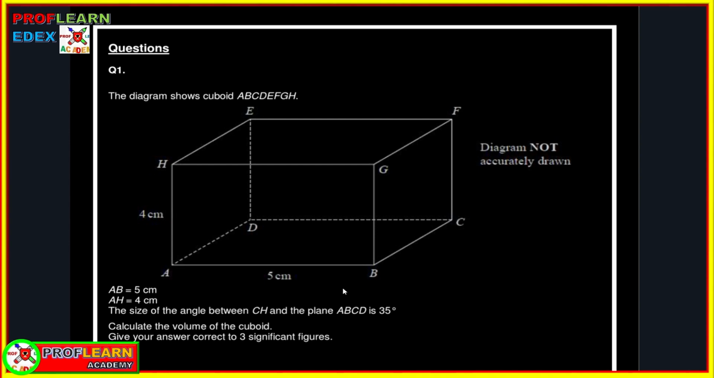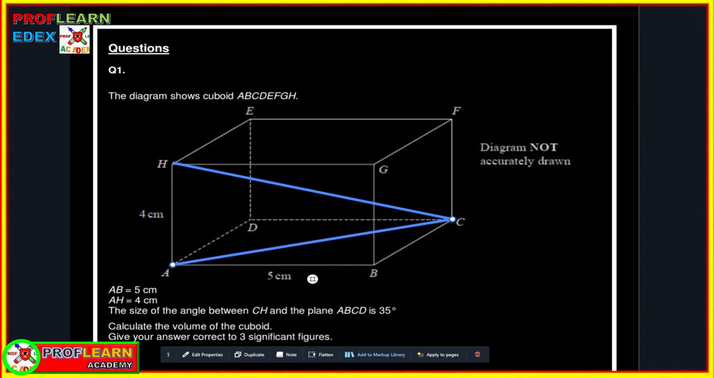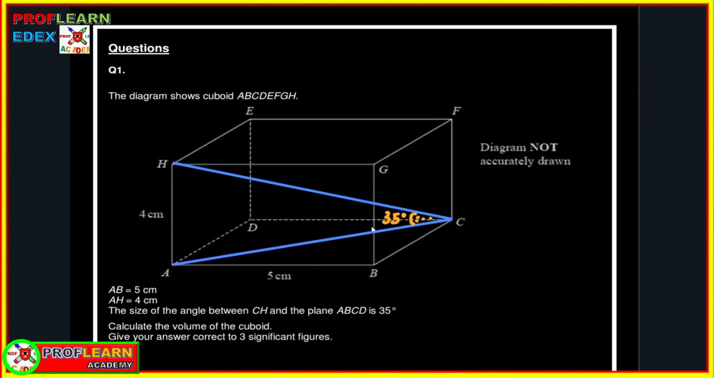But we know that the volume of a cuboid is going to be cross-section area times length, and we don't have that length. We have the face AHGB, and then we don't have the length BC. So we have to use Pythagoras theorem and in order to work out that, as well as SOHCAHTOA. So I need to draw a line from this point, and also I have a diagonal at this point, meaning this angle that I have here is actually 35 degrees.